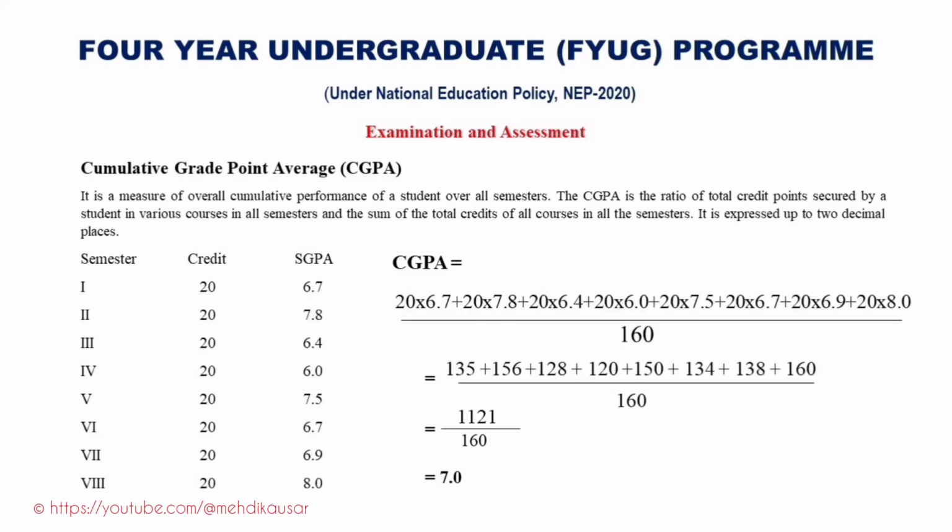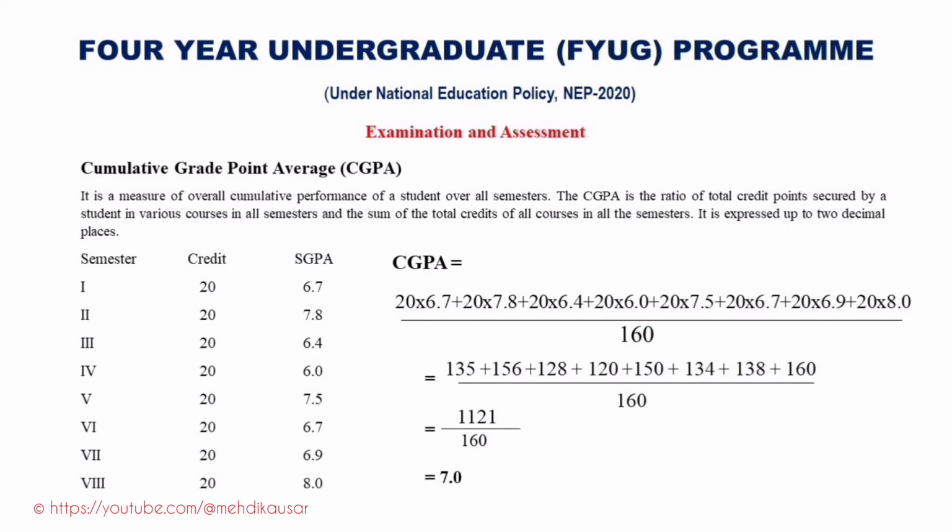Finally, from the SGPA, a cumulative grade point average, that is CGPA, is determined. The CGPA is the measure of overall cumulative performance of a student over all semesters. The CGPA is the ratio of total credit points secured by a student in various courses in all semesters and the sum of the total credit of all courses in all the semesters. It is expressed up to 2 decimal places.